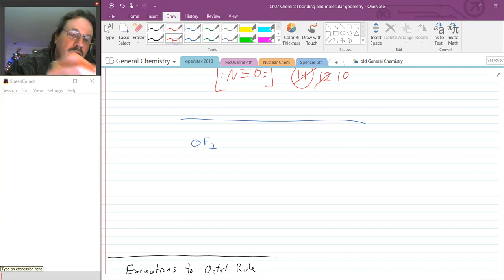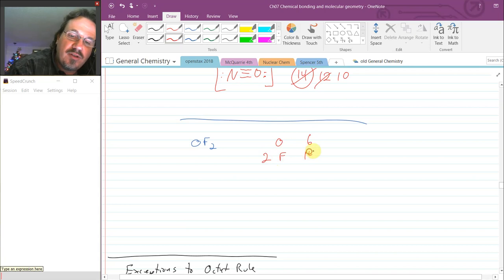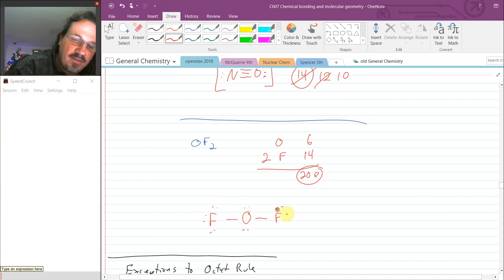OF2. All right, oxygen has 6, 2 fluorines. Each one of them has 7, so that's 14 grand total. 20 electrons to work with here. Okay, a symmetric arrangement. We put oxygen in the middle and fluorines on the outside. Give everything an octet. There we go. Everything sees 8 electrons now. How many did I use? 2, 4, 6, 8, 10, 12, 14, 16, 18, 20. 20 I've used. Hey, I had 20 available.